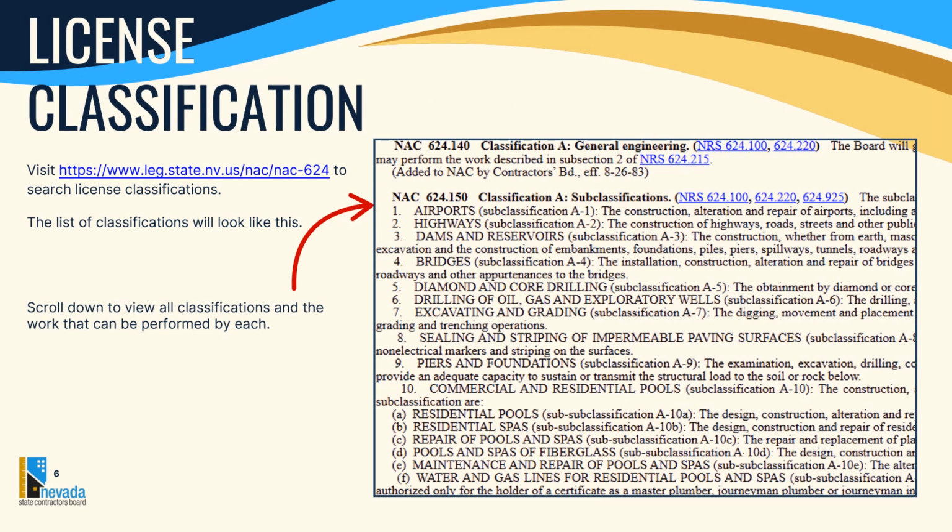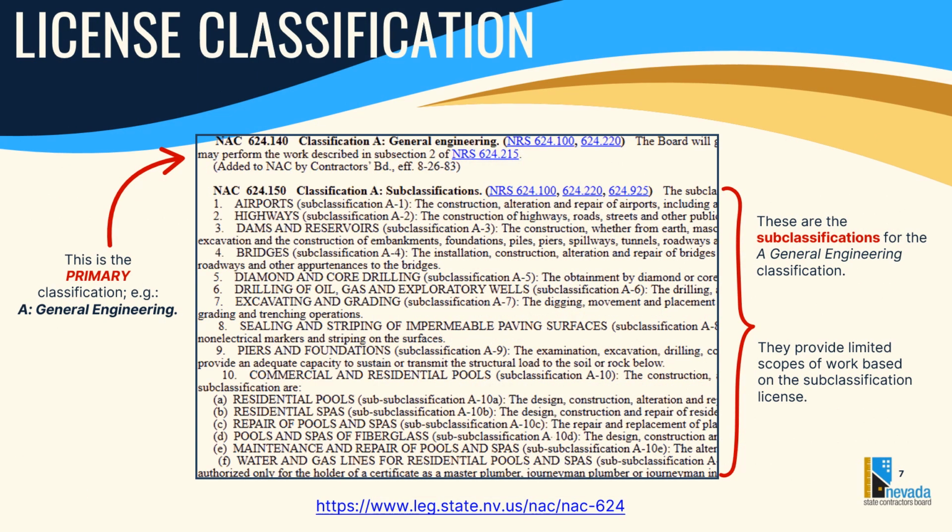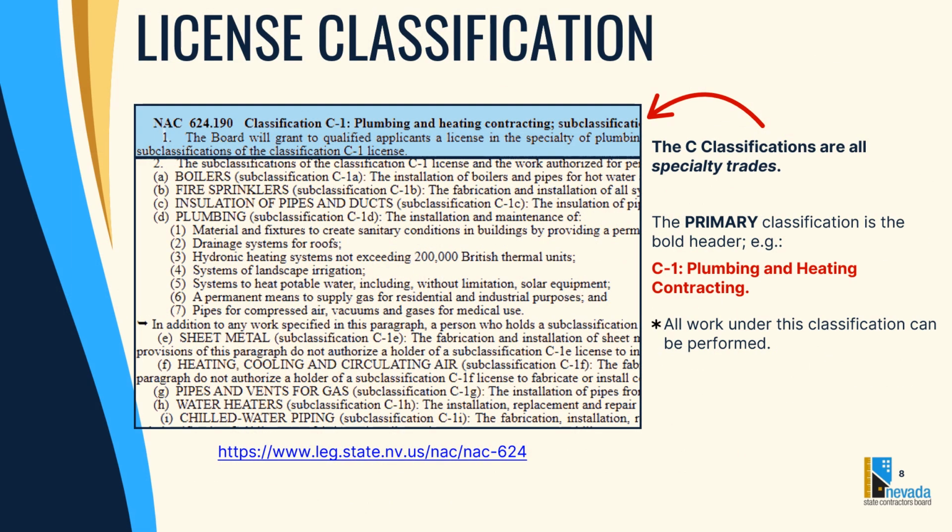Our online classification summary includes primary classifications and sub-classifications that provide a description of the work you can do under each one. The following image provides an example of how our online classification summary appears on our website. For example, the A classification, known as General Engineering, includes several sub-classifications that define more specific types of work. C classifications typically cover specialty trades such as electrical, plumbing, and other skilled services.